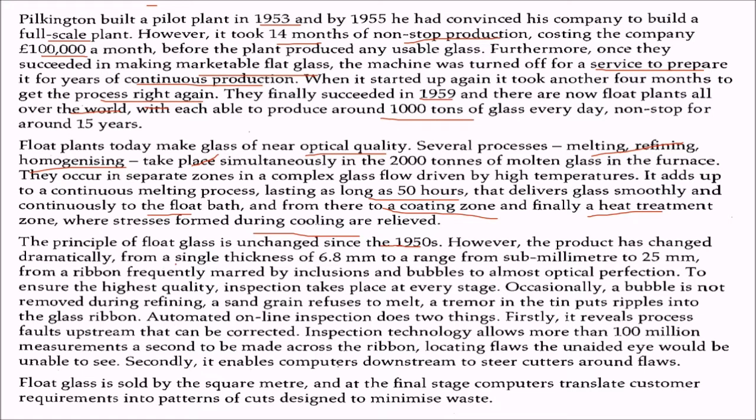The principle of float glass is unchanged since the 1950s. However, the product has changed dramatically, from a single thickness of 6.8 mm to a range from sub-millimeter to 25 mm, and from a ribbon frequently marked by inclusions and bubbles to almost optical perfection. To ensure the highest quality, inspection takes place at every stage.